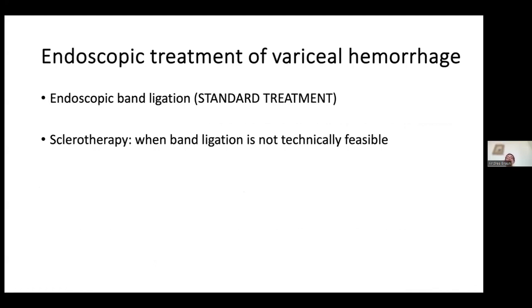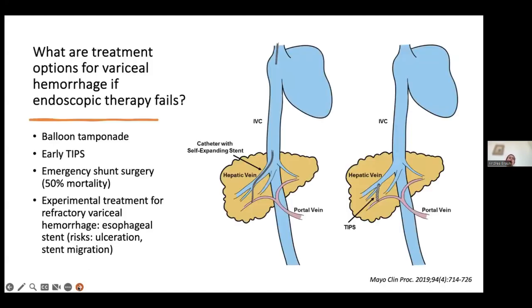So the endoscopic treatment that's recommended is what's called a band ligation. And if that's not feasible, then you would do sclerotherapy. But the band ligation is really what endoscopists do these days. And now if endoscopic therapy fails, or sometimes if we've at least stabilized the patient enough to go on to further treatments to lower the pressure in the portal vein, then we would do a TIPS.